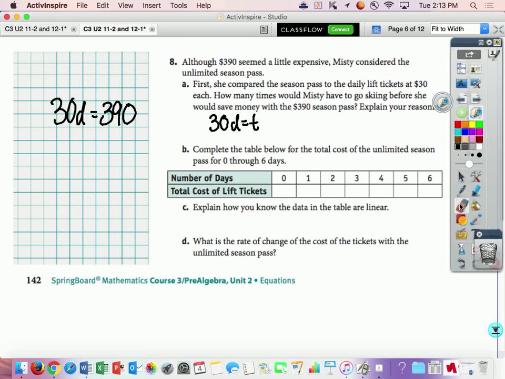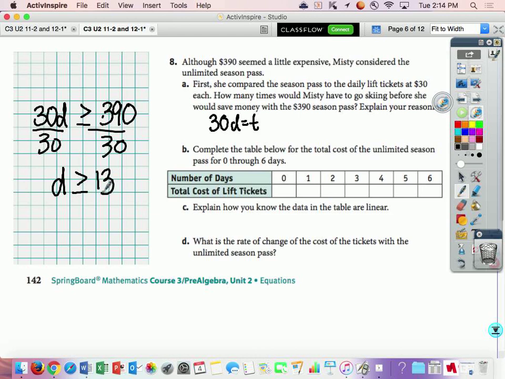And instead of equal, you know what we're actually going to do? We're going to apply that stuff we learned about inequalities. Okay, so you want it to be greater than or equal to 30 a day, because you want to see at what point is it worth it. Okay, so we're going to solve this. We're going to divide both sides by 30. That's going to give us D is greater than or equal to, I think it's 13.